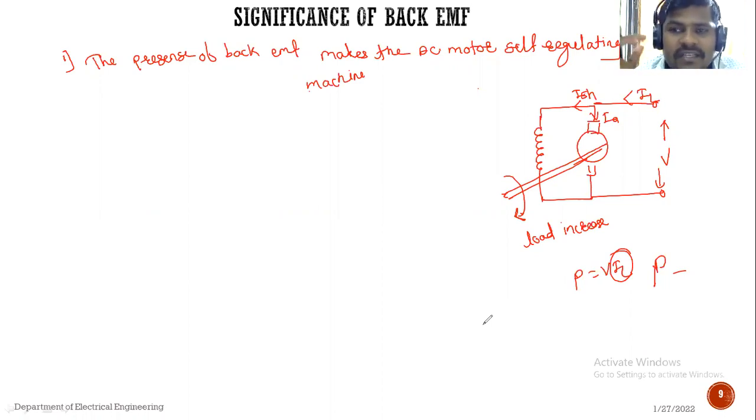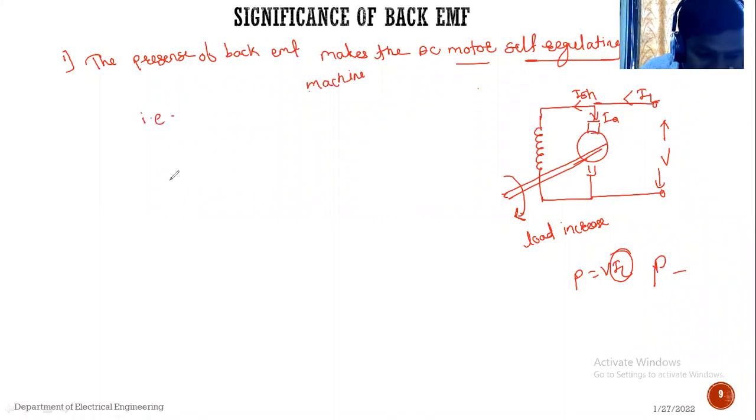only that amount of current from the supply which is required to fulfill the torque requirement, or which is required to fulfill the load requirement. What is the meaning I am telling? What is meant by self-regulating? That is, the back EMF makes the motor draw that amount of armature current which is just sufficient to drive the required amount of load, or to develop the required amount of torque.